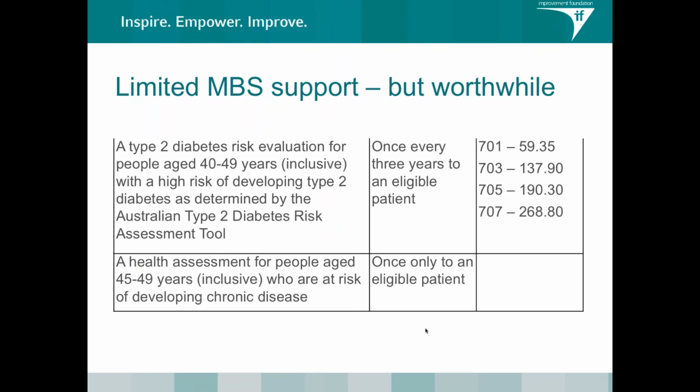Now, unfortunately, you only have a fairly small window of opportunity when it comes to support for health assessments in a true sort of Medicare sense. The main two in terms of assessment: you have the type 2 diabetes risk tool, for people aged 40 to 49 and at high risk according to the diabetes risk assessment tool, which is a score of 12 or above. You can then pull them in for a health assessment.